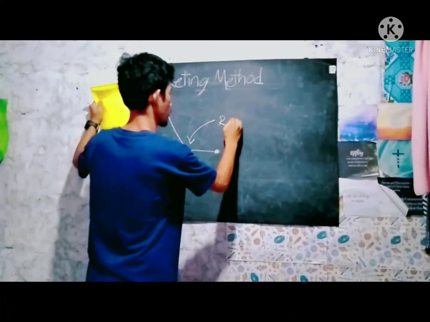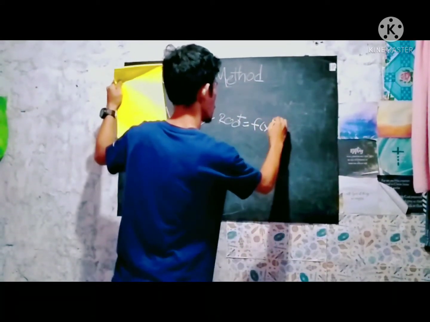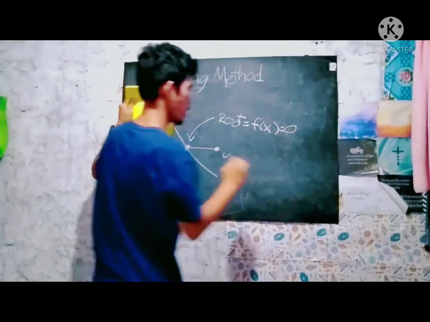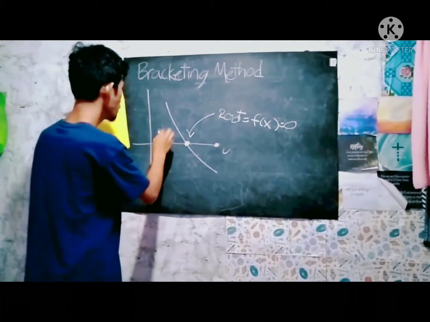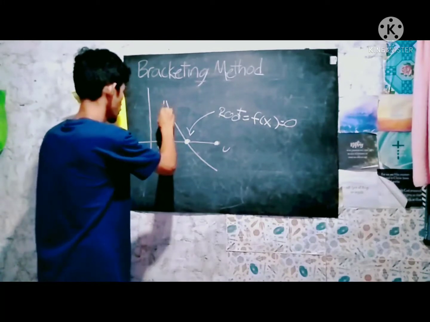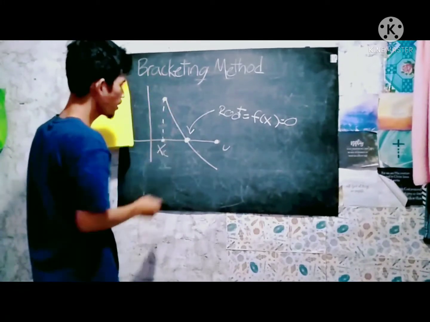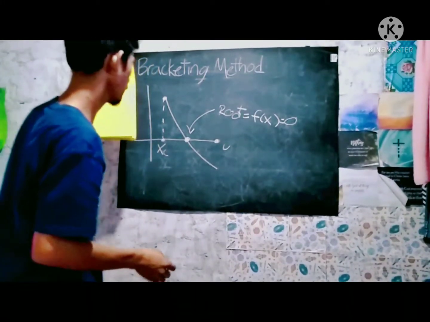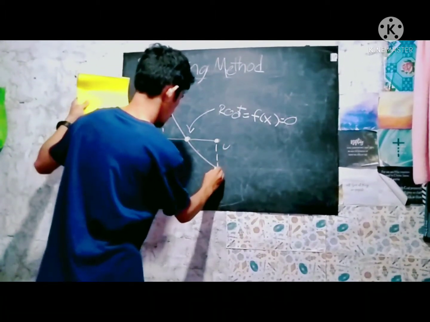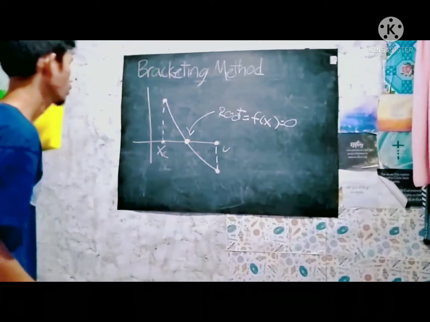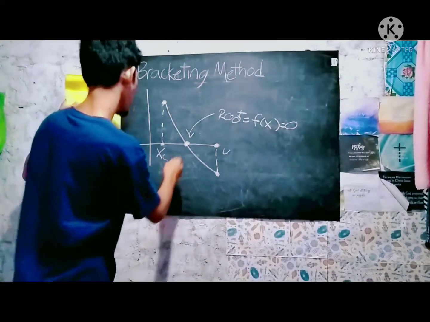The root is where f of x is equal to 0. The x lower is connected to the upper right of the plot, and the x upper is connected to the lower point of the plot. So to solve for the xr, this is the xr.